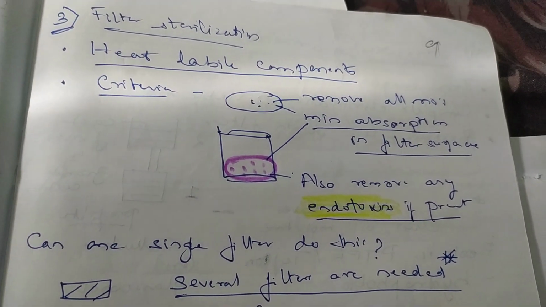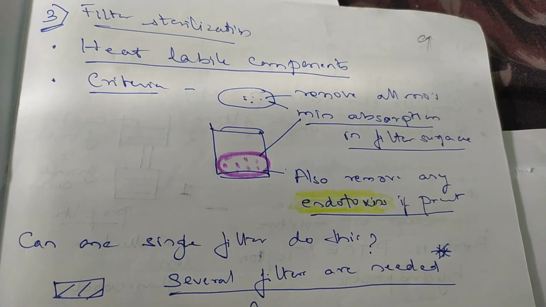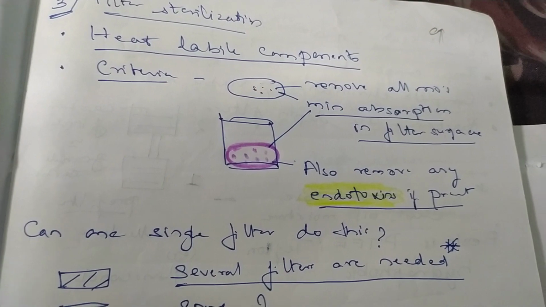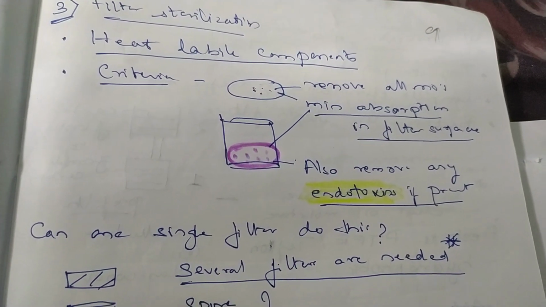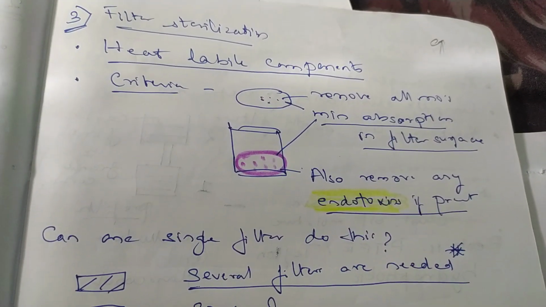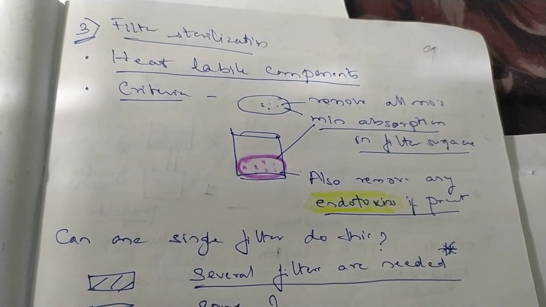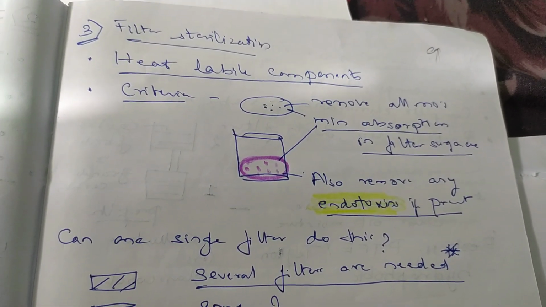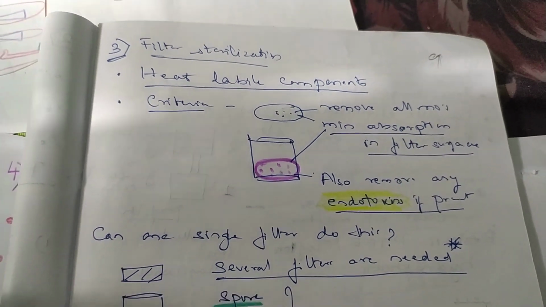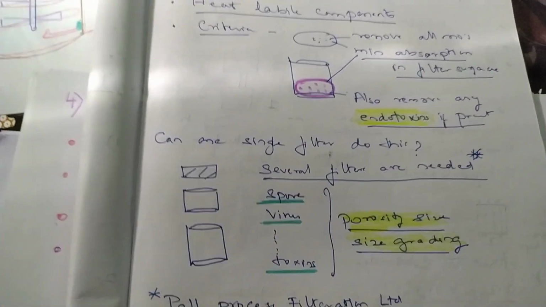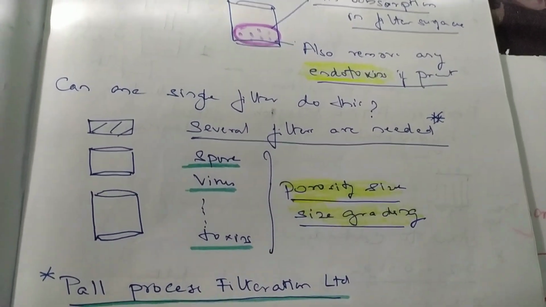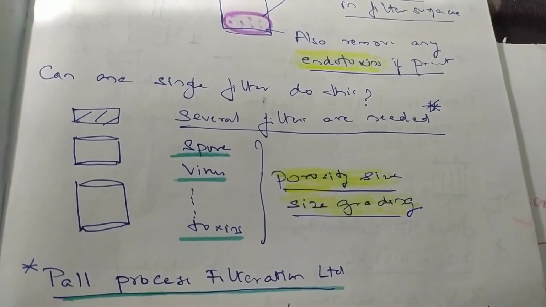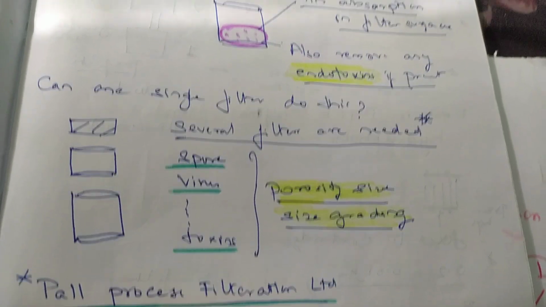Let's say you are going to talk about animal cell cultures. In animal cell cultures we need to avoid viruses, because viruses should not be allowed. So in general, when you talk about any industry, sterilization means it is free from everything. That means even endotoxin should be absent according to quality control. Okay, so with that context I am telling you about this here. So what do you see here? Can one single filter do this? Okay, so several filters are needed. You cannot just depend on one filter.